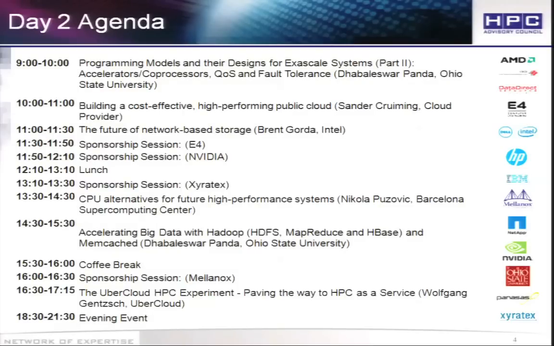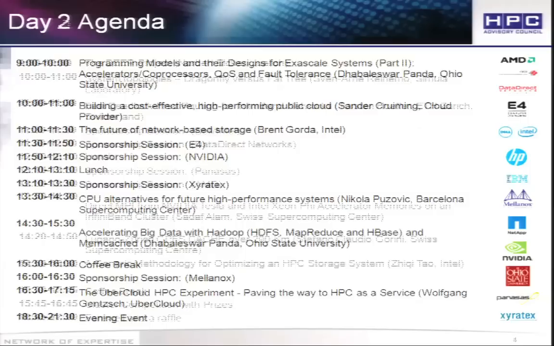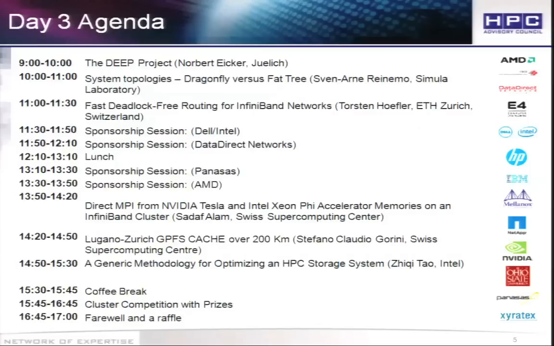Tomorrow we're going to have a keynote session that talks about clouds, cloud computing, and cloud installation. That's going to be in the morning, after the session from DK Panda on the advanced side of MPI. And then some storage sessions, HDFS and MapReduce, which will be covered also by DK. And then the UberCloud Experience is going to close the day. On the third day, we're going to talk about dragonflies and some other topologies for HPC clusters, going through some routing elements, sessions on Intel Phi and GPFS, and we're going to close the third day with the cluster competition.